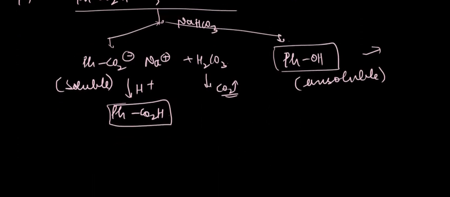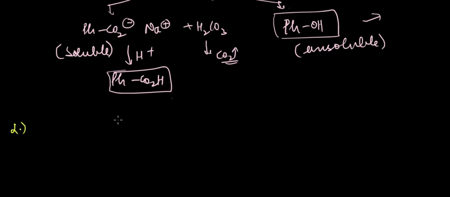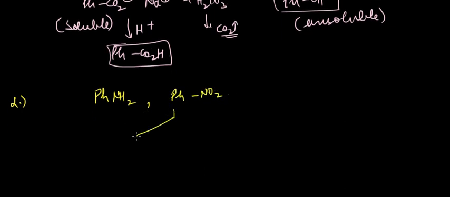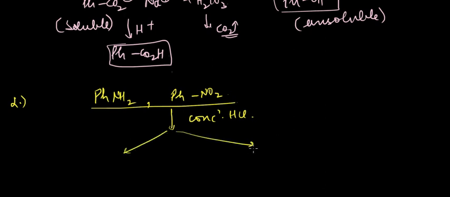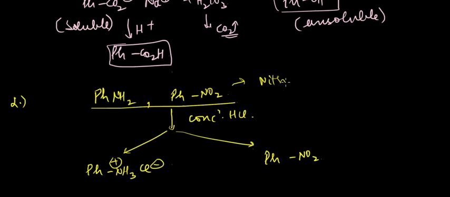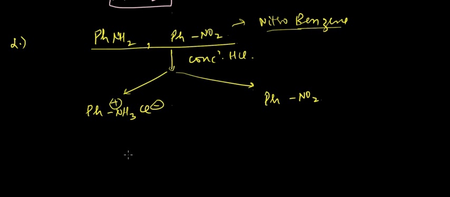Okay, let's look at another example where we have a mixture of aniline and nitrobenzene. So when we pass it through concentrated HCl, what actually happens there is that in concentrated HCl, NH2 will behave as a base. Okay, and nitrobenzene, sorry, this is not a phenol, this is nitrobenzene. Nitrobenzene will separate out from the mixture.